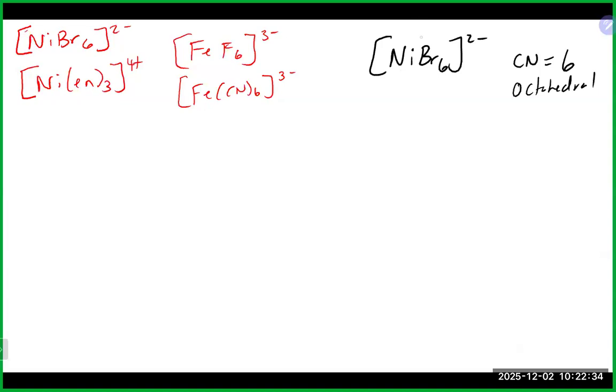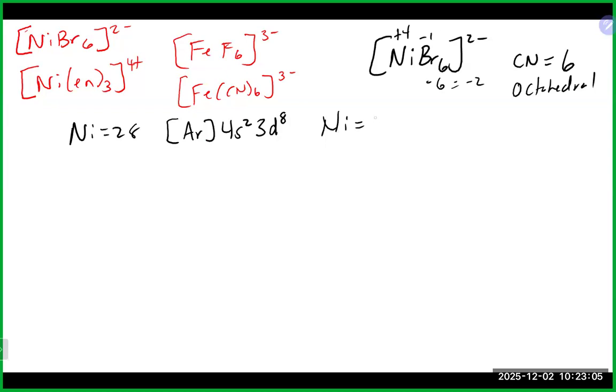The next thing we want to figure out is what is the charge on our nickel here. So this is -1. There's 6 of them, -6, and needs to equal -2. So our nickel here has a +4 charge. Normal nickel is 28. So nickel with no charge is 28, which means if we write our electron configuration for it, it is argon 4s2 3d8.